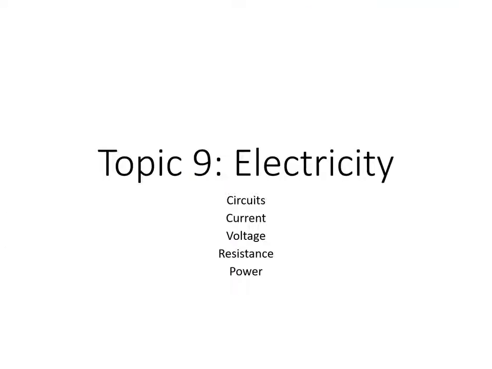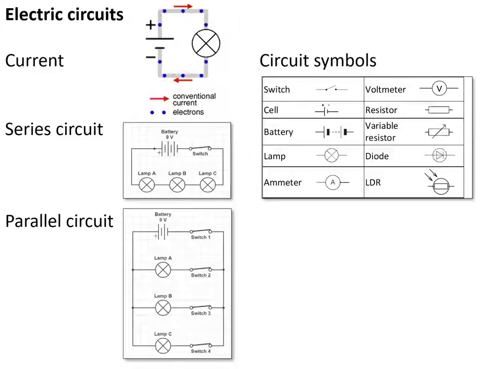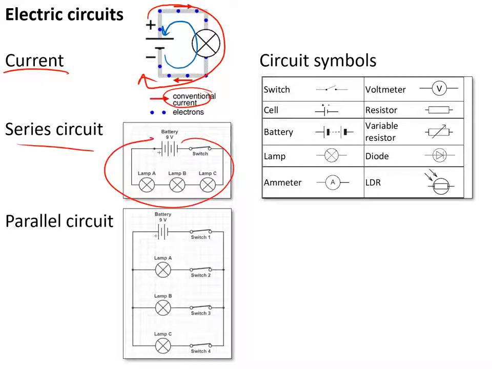Topic 9, electricity, looking at circuits, current, voltage, resistance and power. In a circuit, current is the flow of charge around that circuit. Now current can either be conventional current, which is positive charge flowing from positive to negative, or it can be considered as electron flow, which is the movement of electrons from negative to positive. A series circuit is one that only has one path for electrons to flow. A parallel circuit is one that has multiple paths for the electrons to flow.